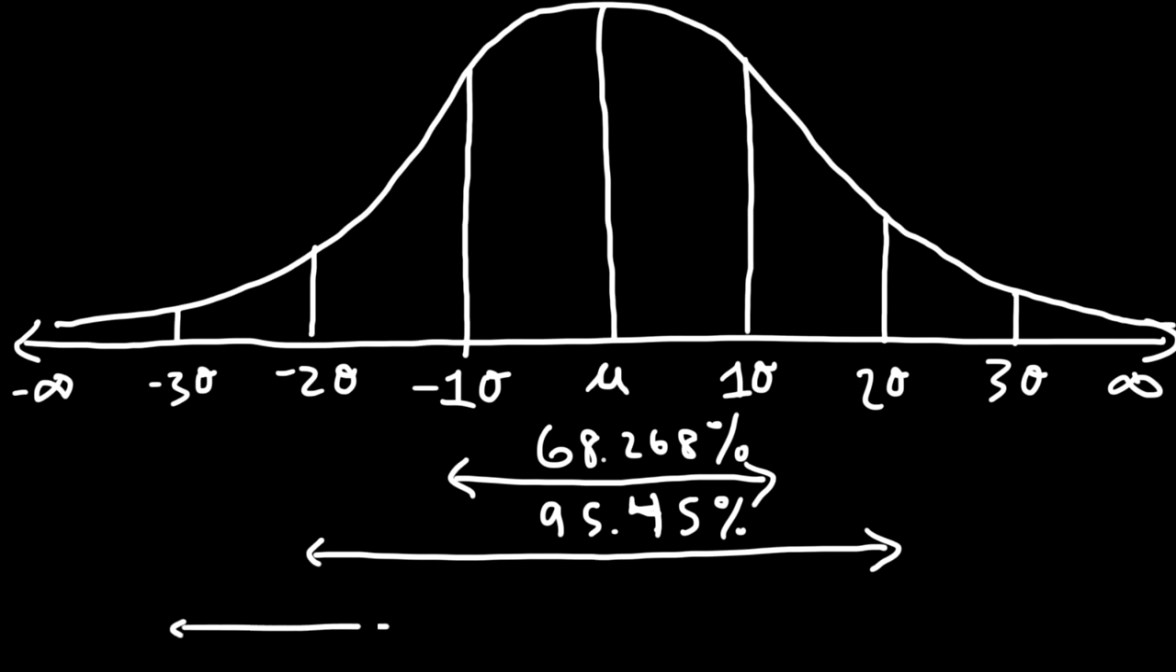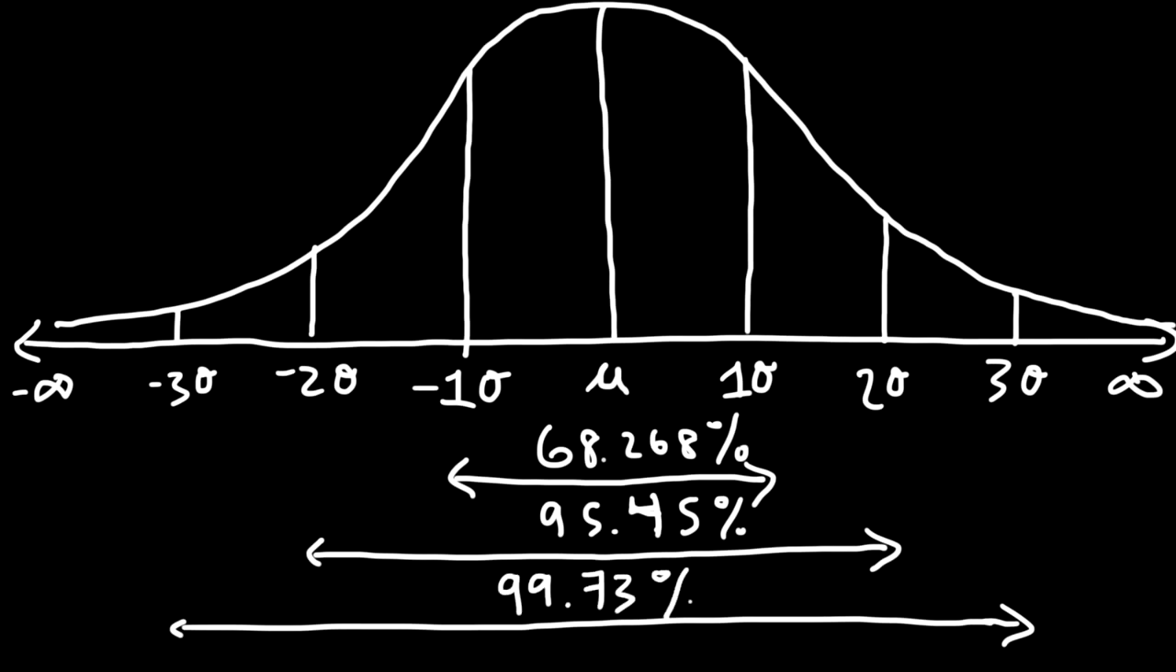And then within three standard deviations of the mean, the percentage is going to be 99.73%. Now, I hope that you're taking notes because you're going to need to know these numbers. It's going to help you solve some problems that are coming up soon. Now, if we take this number, 68.268, and divided by 2, that's going to give us 34.134%.